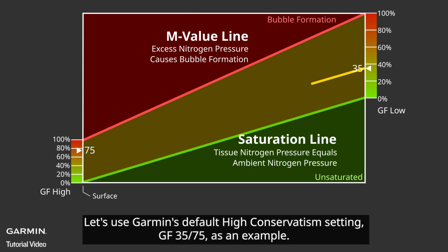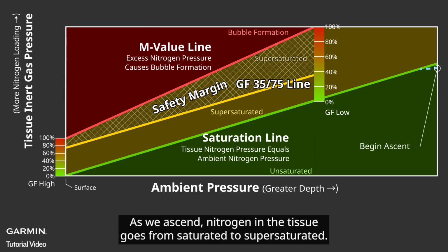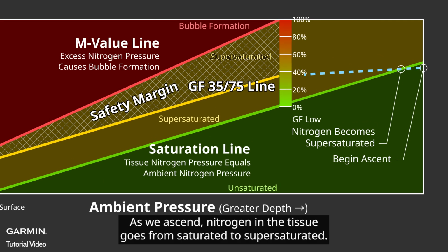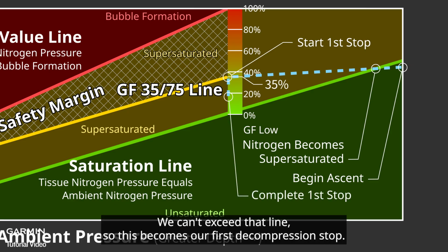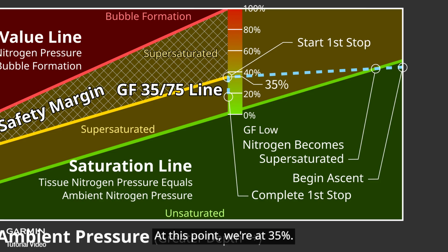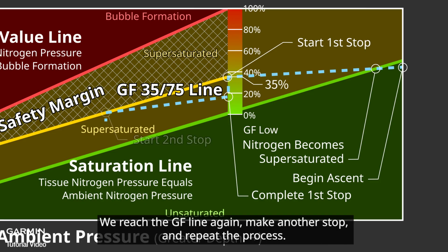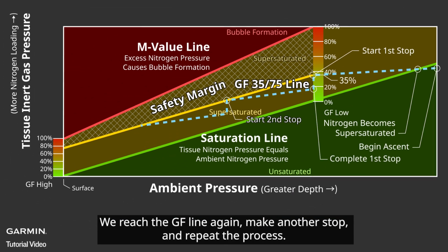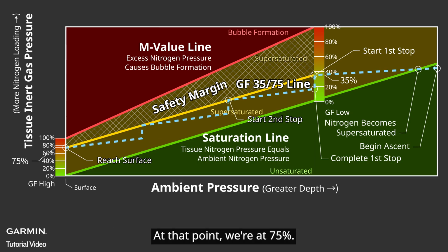Let's use Garmin's default high conservatism setting, GF3575, as an example. As we ascend, nitrogen in the tissue goes from saturated to supersaturated. Eventually we reach the GF line. We can't exceed that line, so this becomes our first decompression stop. At this point, we're at 35%. After completing the stop, we continue ascending. We reach the GF line again, make another stop, and repeat the process. Eventually, we arrive safely at the surface. At that point, we're at 75%.